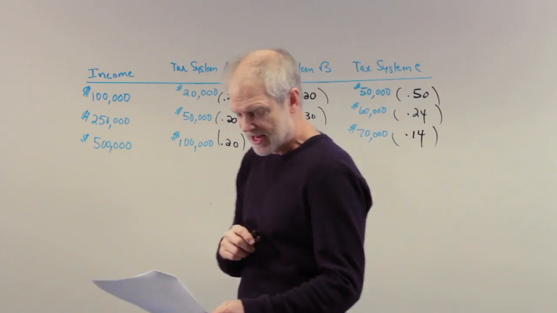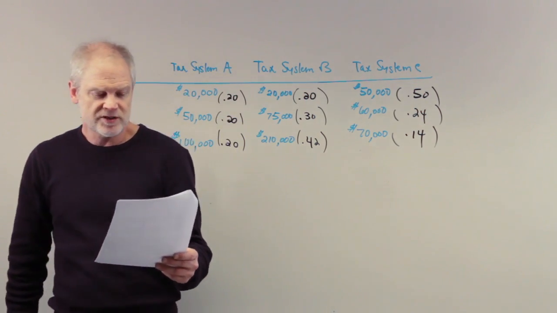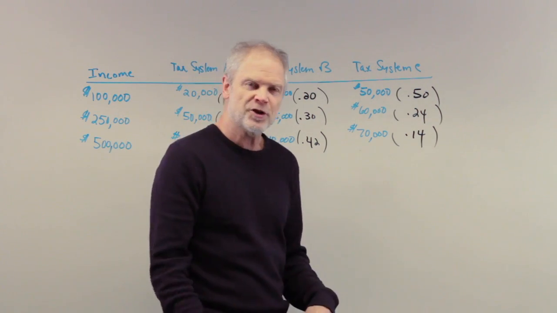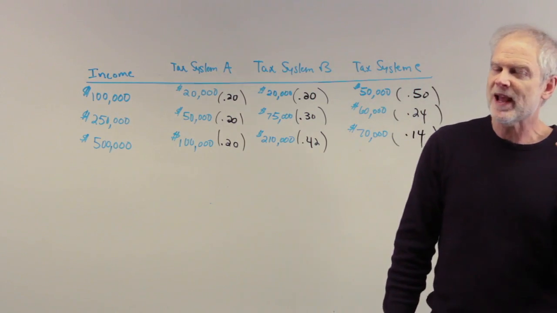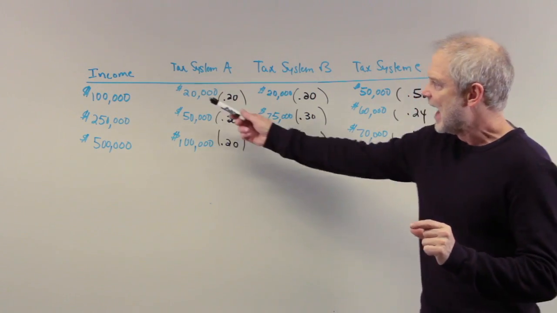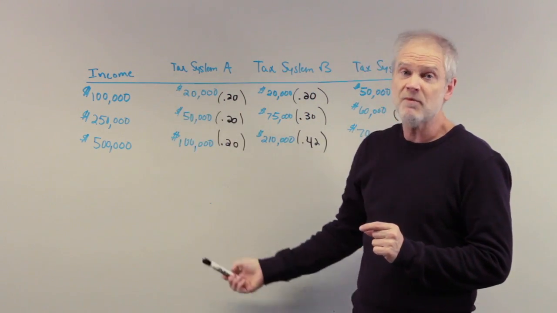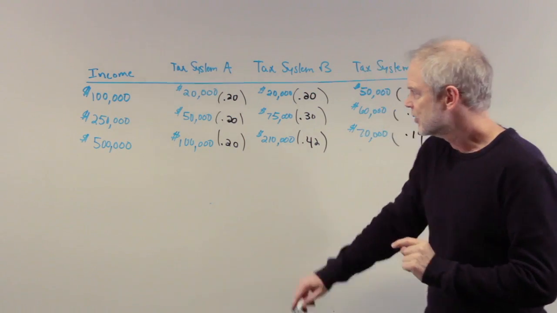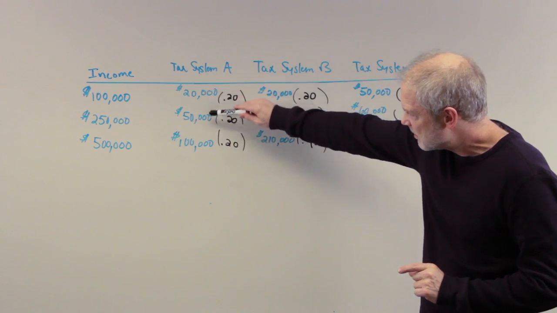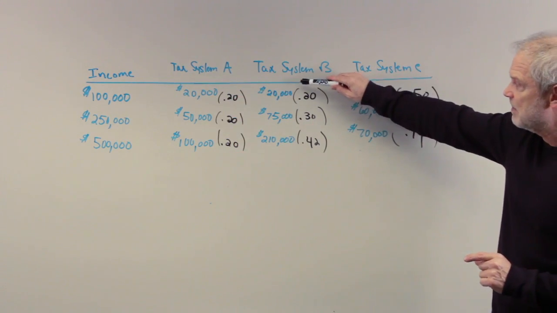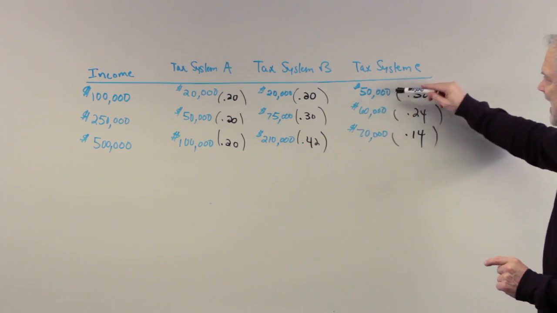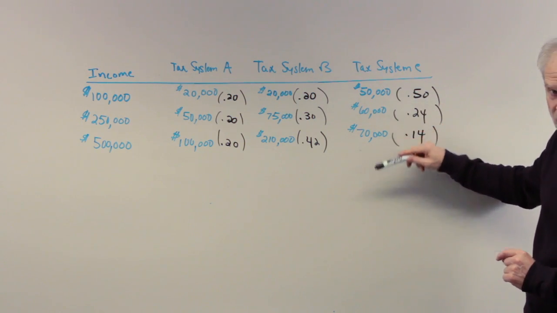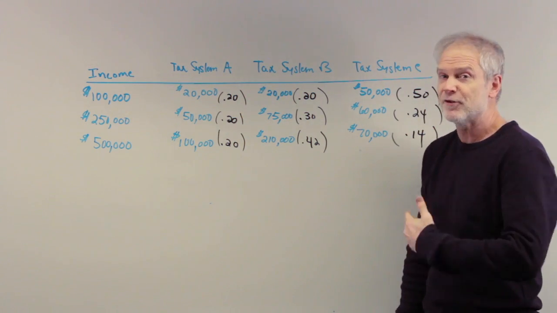All right, let's go to the last question, number 10 here. It says, which of the 3 tax systems exhibits vertical equity? By vertical equity, we mean that as you make more, do you pay more? All right? Not as a rate, but as an absolute amount. So, tax system A, as you make more, you pay more. Tax system B, as you make more, you pay more. Tax system C, as you make more, you pay more. So each of these systems has vertical equity.